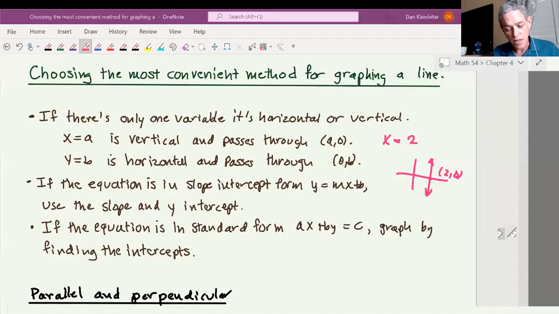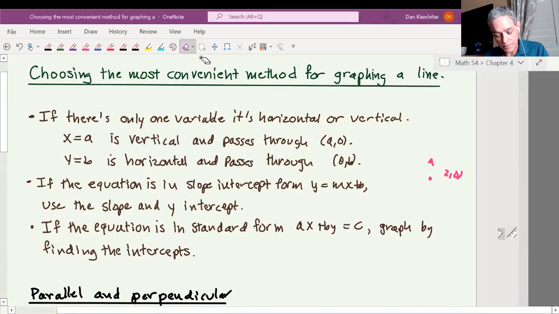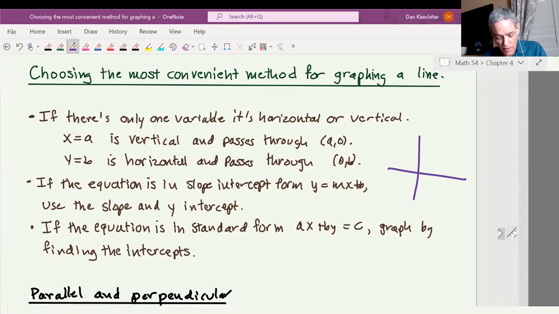Sorry about that. Zoom crashed on me again. So backing up just a little bit, if it looks like y equals b, where b is a number, then the line will be horizontal, like if we had y equals 7, it would pass through the point (0, 7) and be horizontal. If it's in slope-intercept form, use the slope and y-intercept, like the last couple of examples we did.